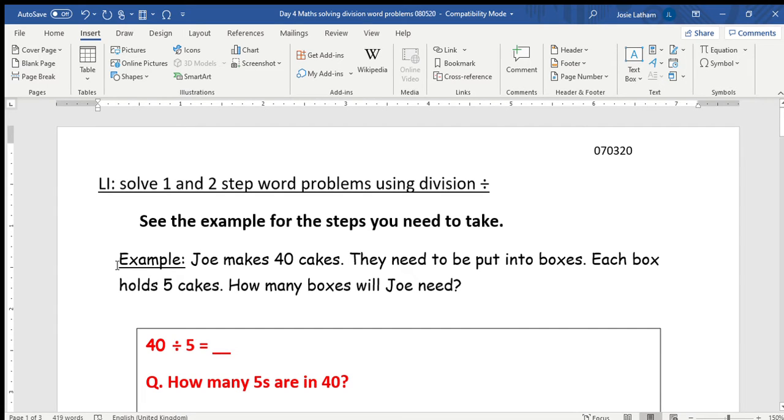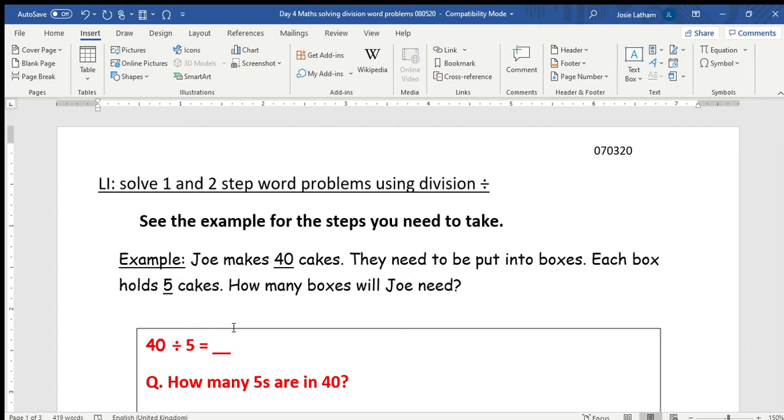Joe makes 40 cakes. They need to be put into boxes. Each box holds 5 cakes. How many boxes will Joe need? So the first step in any word problem is to find and underline or highlight the numbers, because these are the numbers we're going to use to solve the word problem.